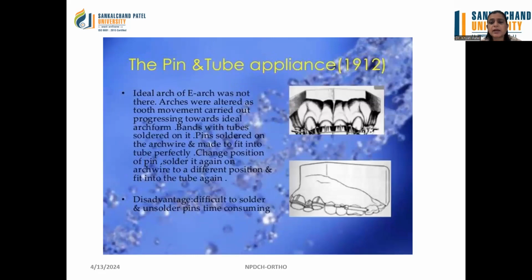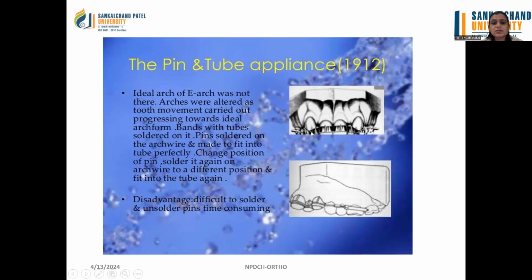After the E-arch appliance, in 1912, Engle modified this appliance into another one, that is the pin and tube appliance. In the pin and tube appliance, for every tooth there is a preparation of a band, and then one pin-like structure which is attached over that.